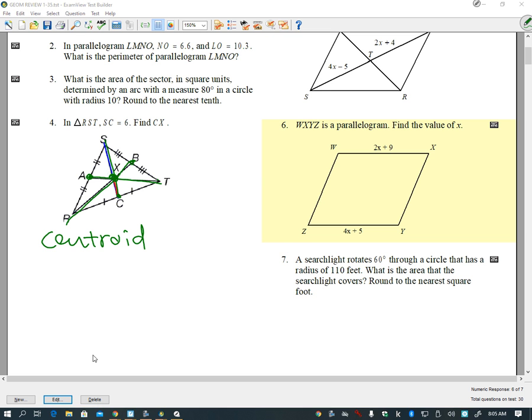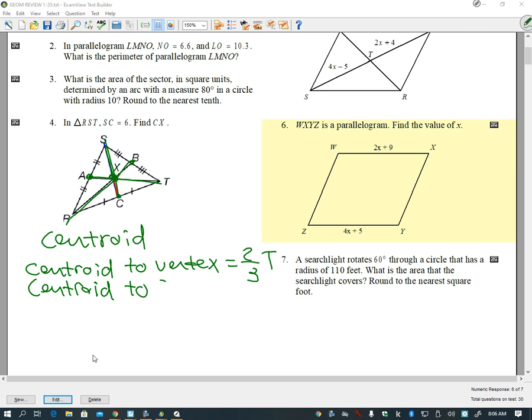Once I know that I'm working with a centroid, all of the line segments are broken into defined fractions. From the centroid to vertex is always 2/3 of the total length. Centroid to side is going to be the remaining 1/3 of the total length. The centroid to vertex is double the length of the centroid to the side, because 2/3 is twice as long as 1/3. Does that make sense? All right.